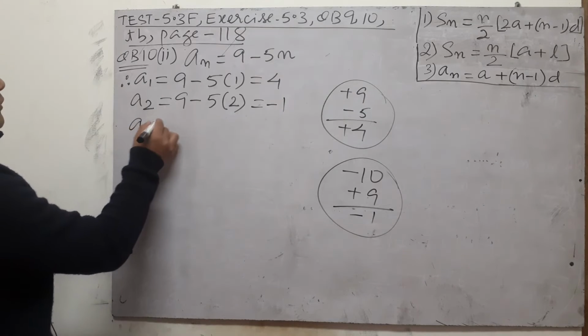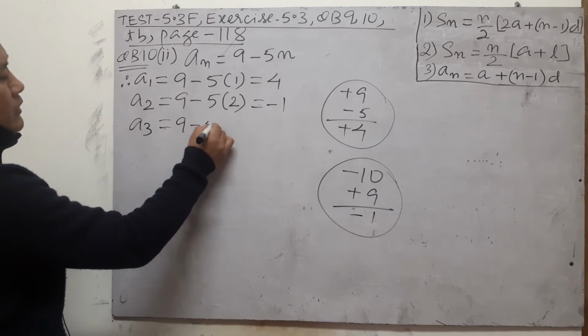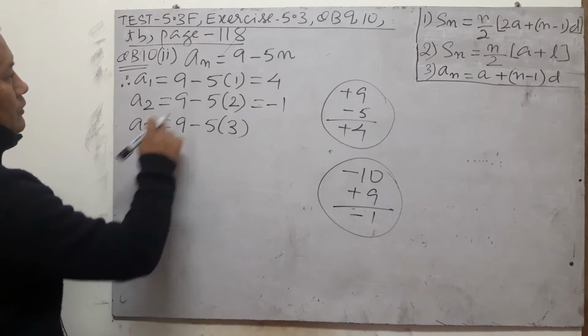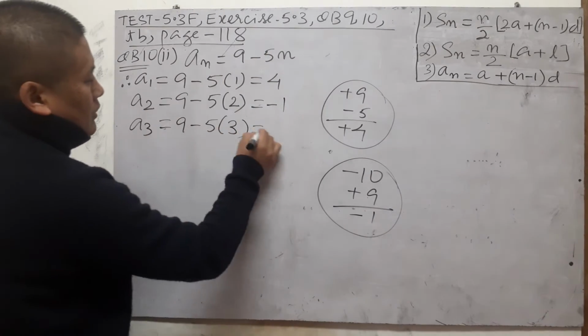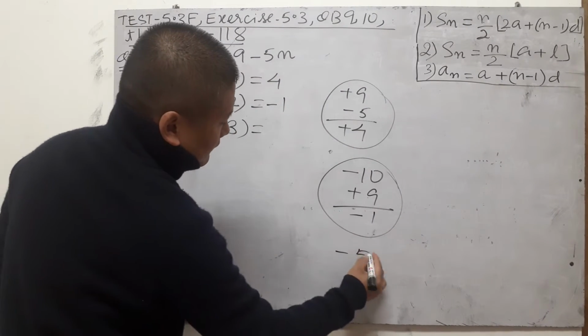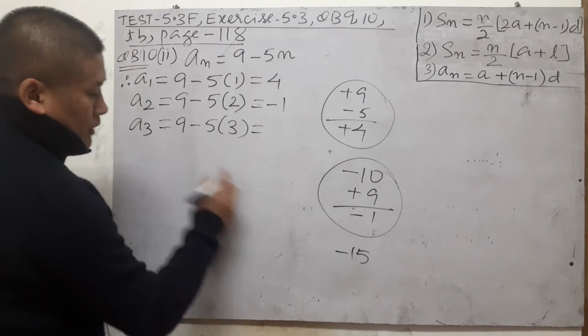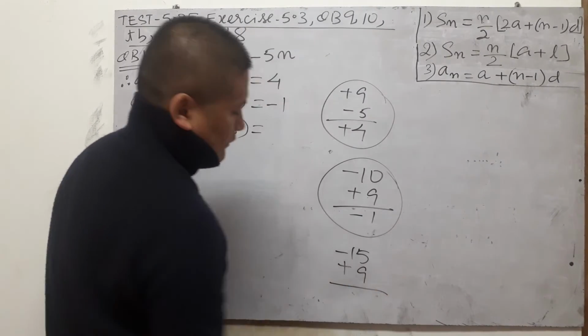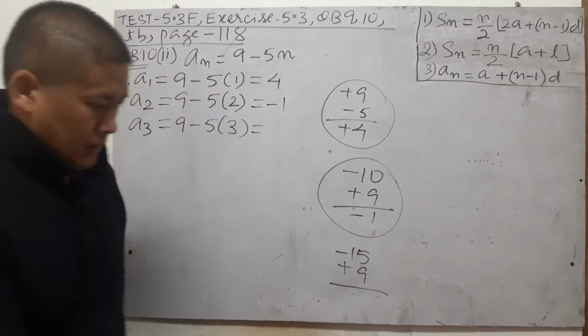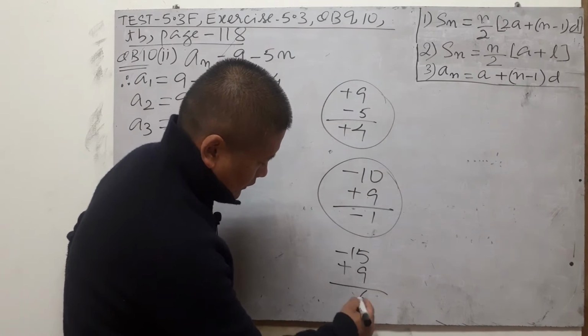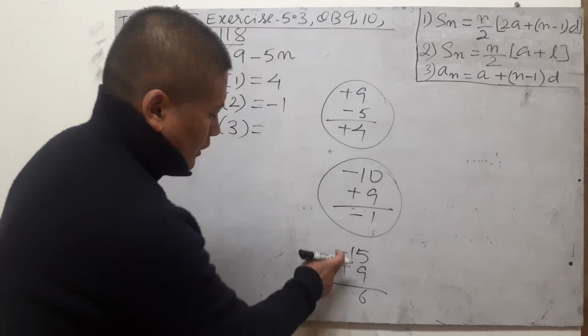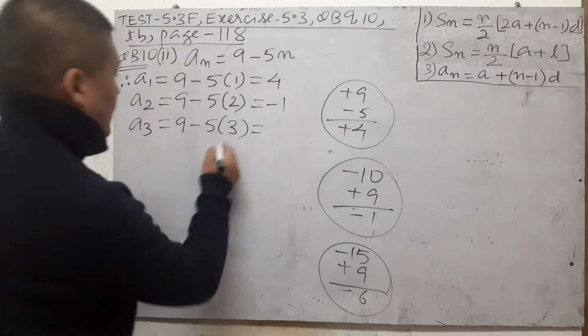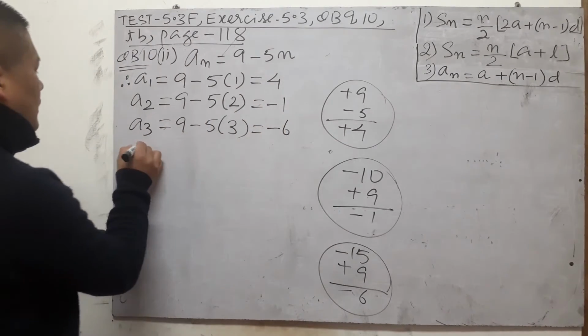And A3 value, 9 minus 5 into 3, because now n will be replaced by this 3. 5 3s are 15, minus 15, because minus is here, and plus 9 will be subtraction, 15 minus 9, 6, I think. Yes. Then the bigger one is minus, so here minus 6, etc.